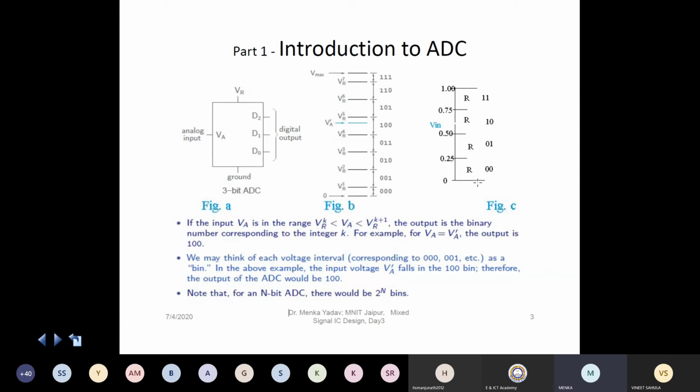So here in figure number B, the first one VR1, this is half of the LSB, means the resistor corresponding to this level is R by 2, and the subsequent resistances are R, and the last one, the topmost, is again R by 2. So actually there will be 7 in between levels, and corresponding to that we will be having 8 digital outputs. So if the input VA is in the range VRK is less than VA, and it is less than VRK plus 1.